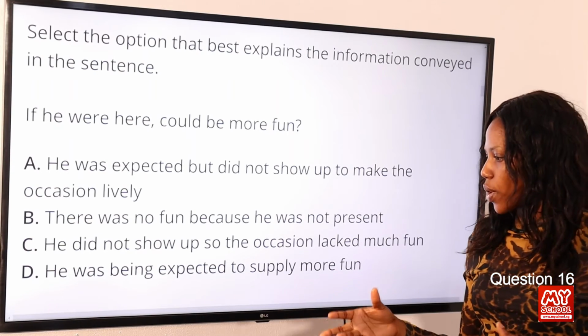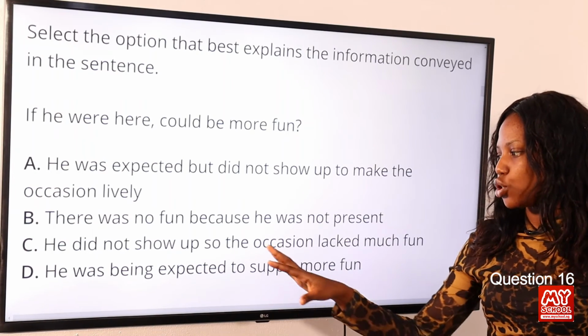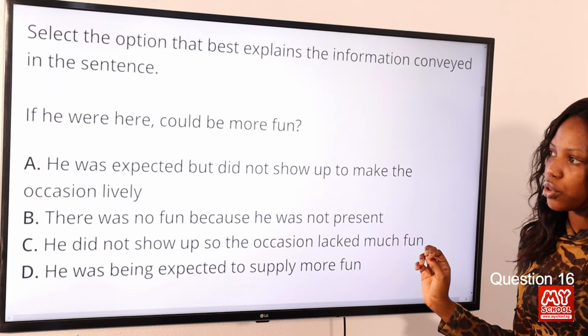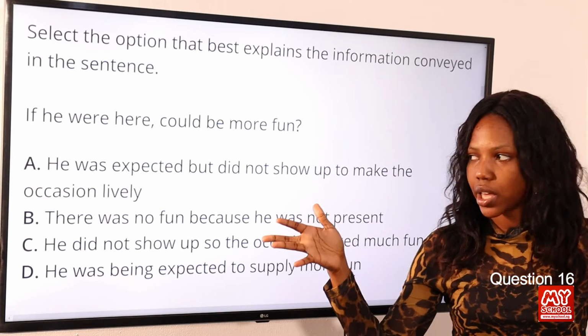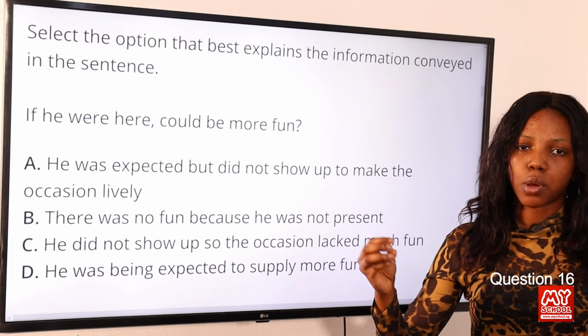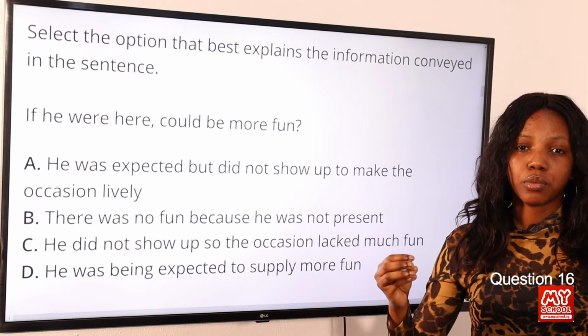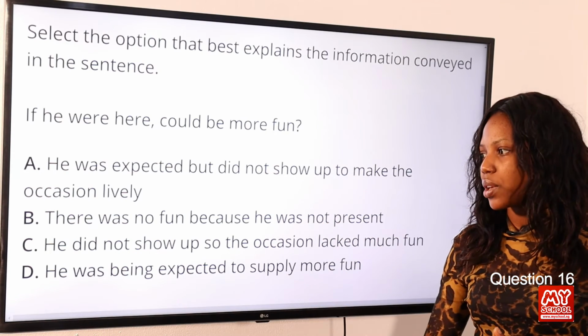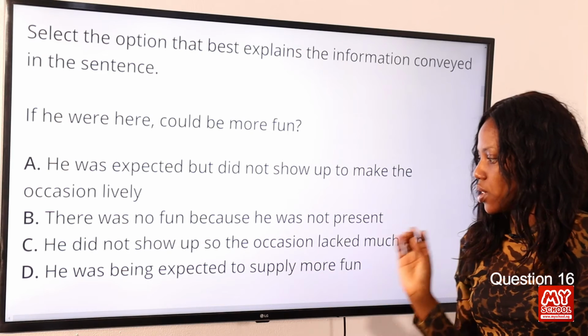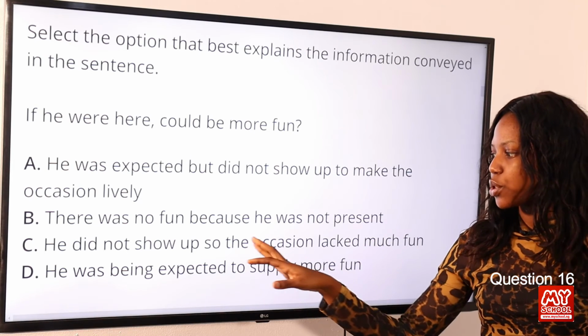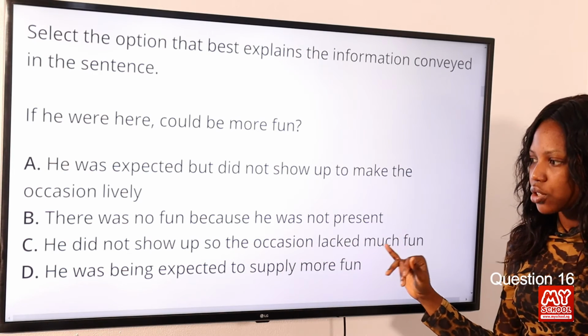So the answer to this question is option C, it did not show up so the occasion lacked much fun. Now let's analyze the statement together. If it were here, so someone did not show up, could be more fun. This tells us that there was fun but it was not much. Okay, and we can see that option C clearly conveys this. It did not show up so the occasion lacked much fun.